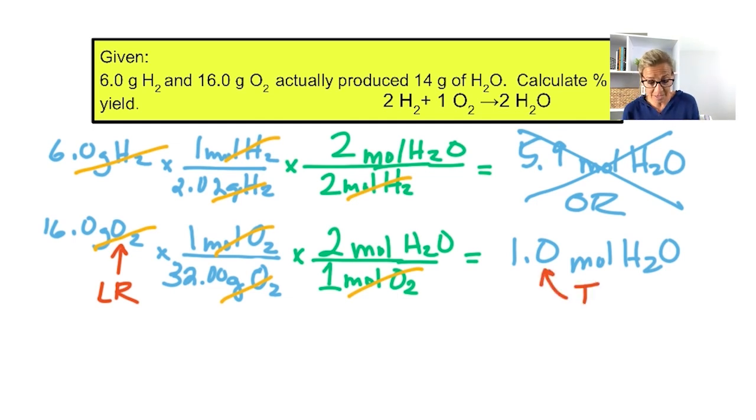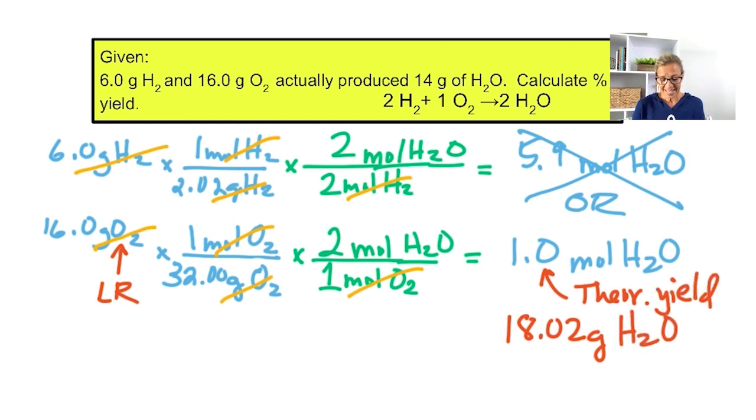This is our theoretical yield once I convert that guy into grams. So what is 1 mole of water? Well, it's the molar mass of water. We've got 18 grams is the theoretical yield. Okay, so I've got my theoretical yield, and then I've got my, what is this? Actual yield. Okay, so I should have gotten 18 grams. I only got 14 grams. So let's go over here to the next page and calculate the percent yield.